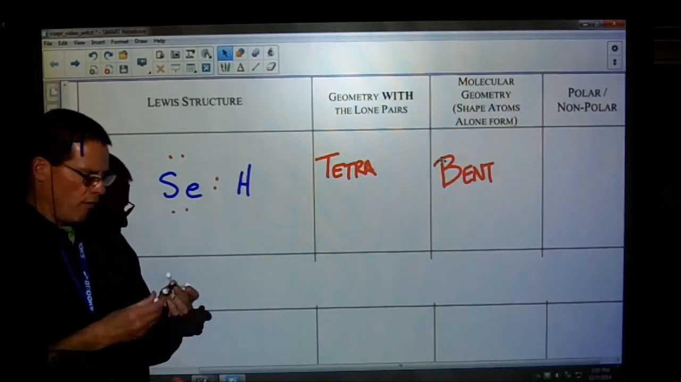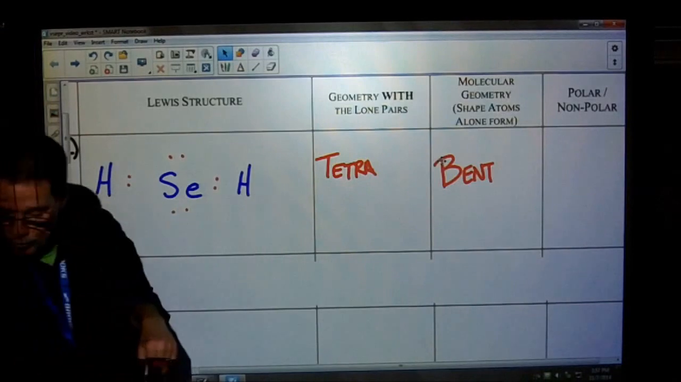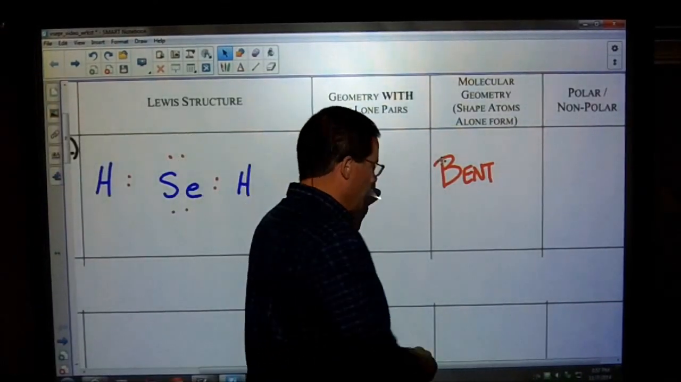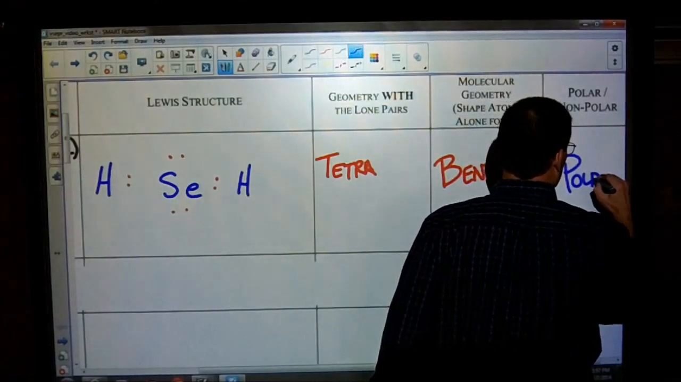If I were to ask you a follow-up question, would SeH2 dissolve in water? Your answer should be a resounding yes. So this is a polar molecule.